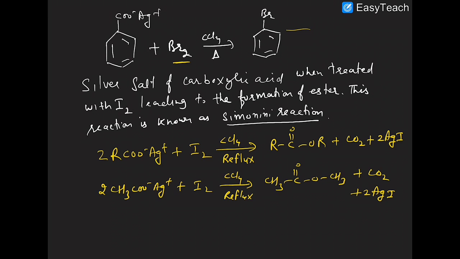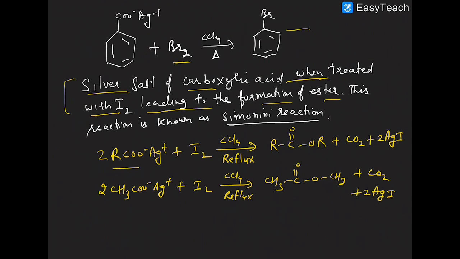bromobenzene. The silver salt of a carboxylic acid, when treated with iodine, leads to the formation of an ester. That is very important. Okay, if you take bromine, you will get a bromoalkane, but if you take iodine, you will get an ester. This is known as the Simonini reaction.